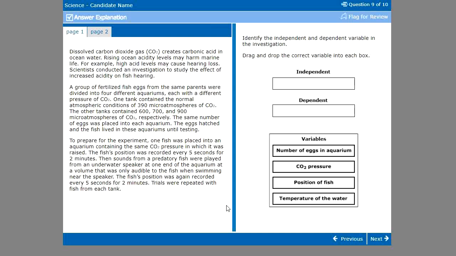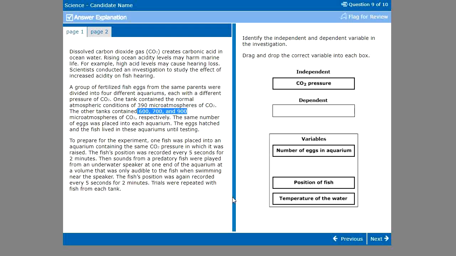So have a quick think, which one is which? And you can pause the video if you want to. The answer comes now. The independent variable is what we change, and what we are changing on purpose here is the carbon dioxide concentration in the aquariums. We have 390, the normal, and then three others, 600, 700, and 900. So that's our independent variable, CO2 pressure.